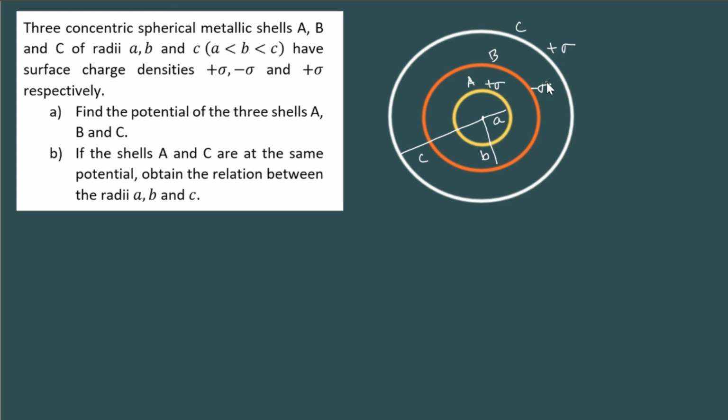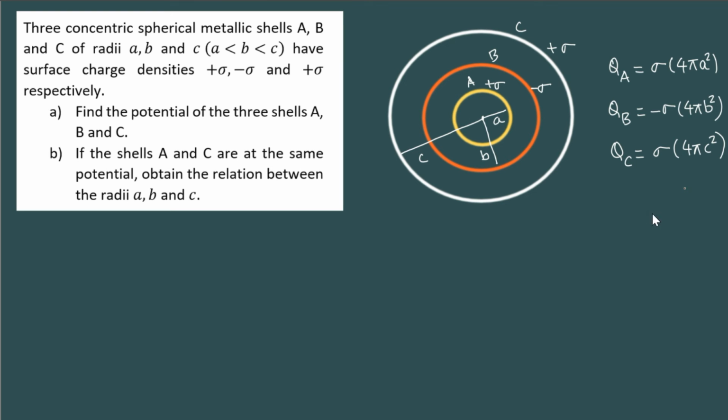Okay, so if we write down the charges, the charge on A will be surface charge density times surface area, so sigma times 4 pi a squared, and the charge on B is minus sigma times 4 pi b squared, and the charge on C is sigma times 4 pi c squared.